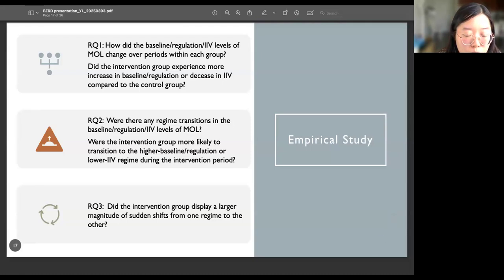And for question 2, we also wonder if there are any abrupt changes or regime transitions in these dynamic features, and also if there are any group level differences in these changes. And finally, we are interested in whether the intervention group may have displayed a larger magnitude of sudden shifts. For example, it may have a larger jump from the higher regime to the lower regime compared to the control group.